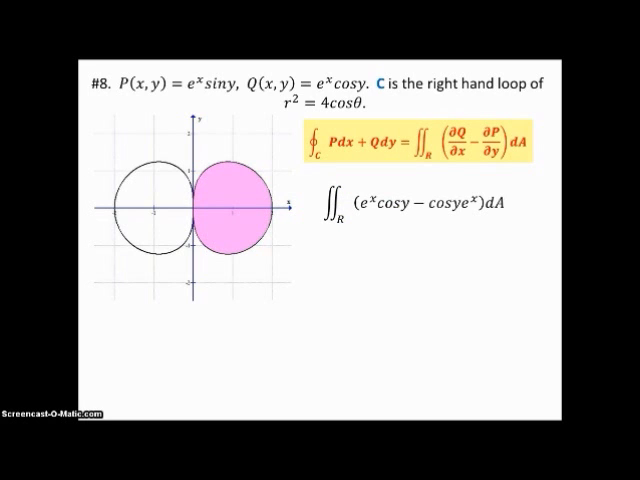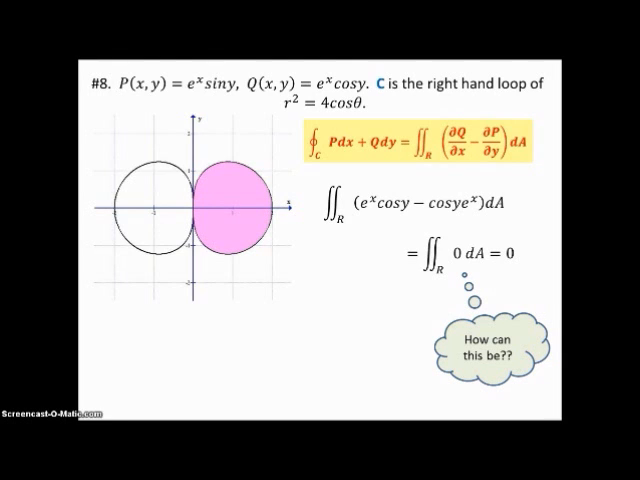and our partial derivatives. Looking at q with respect to x, e to the x goes to e to the x, and cosine y is just a coefficient. Looking at p, taking the partial with respect to y this time, e to the x is a coefficient, and the derivative of sine y is cosine y. Well, what the heck? That's going to equal 0. So if we integrate 0, we're going to get 0. Now, how can this be? How can the value be 0?